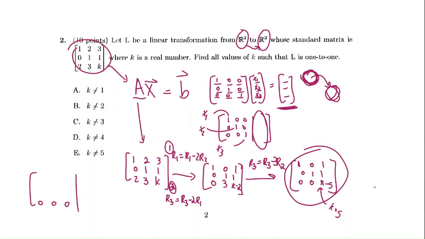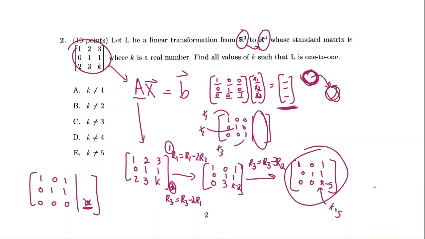And if this is going to be your standard matrix, then you're going to have either no solution for this, or you're going to have infinitely many solutions because of this 0. So for example, if this was 0, you'd have infinitely many. If it wasn't 0, you just wouldn't have a solution.